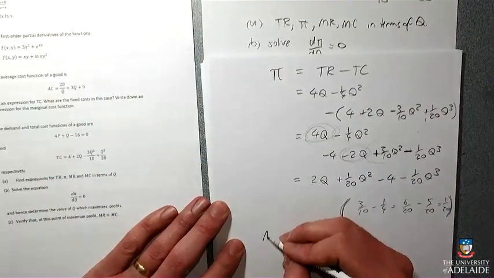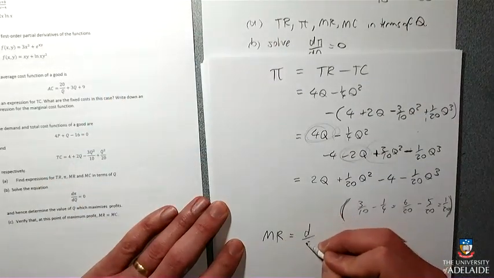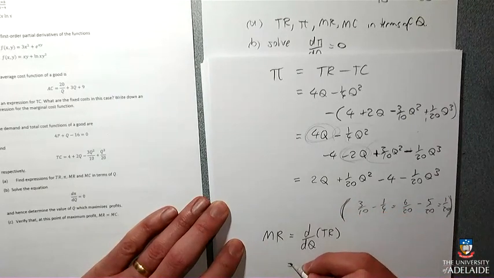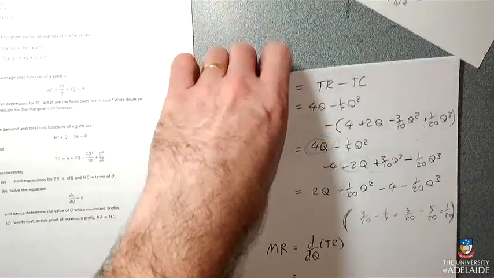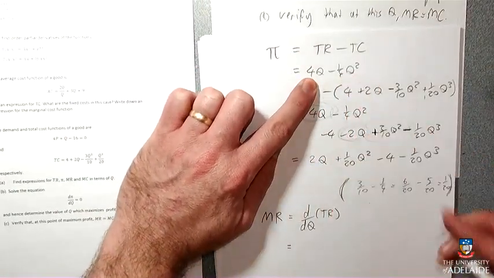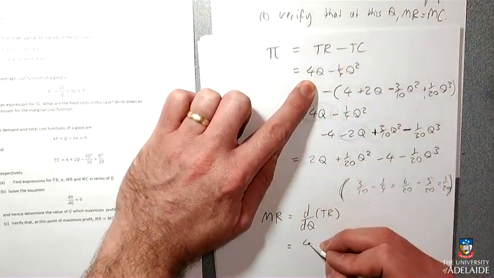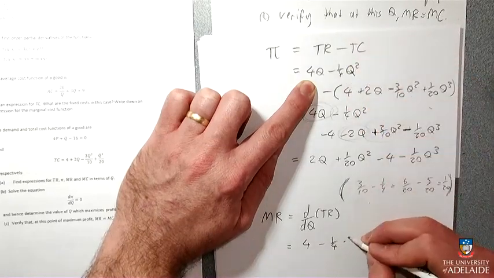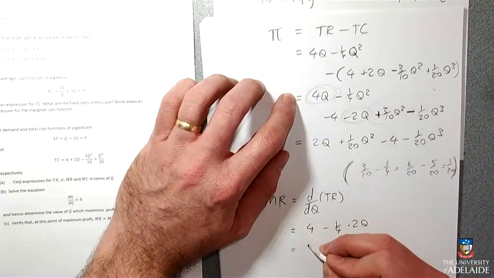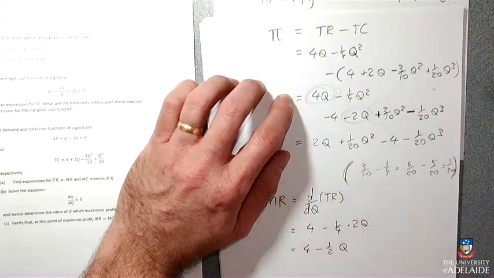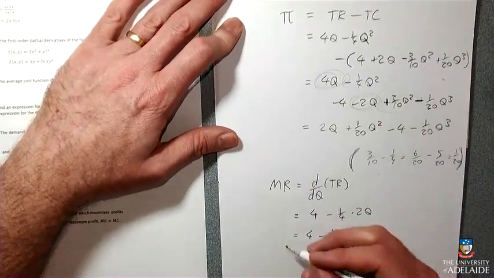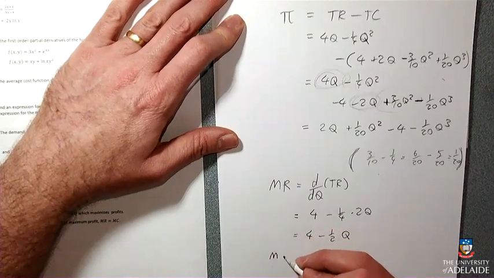Marginal revenue. So marginal revenue would be the derivative of total revenue. So I need to go back and find my total revenue formula. Oh no, it's actually just here. I've got that: 4q minus a quarter of q squared. So the derivative of that with respect to q is 4. The quarter will still be there, and then q squared would become a 2q. And a quarter times 2 is a half. All right.